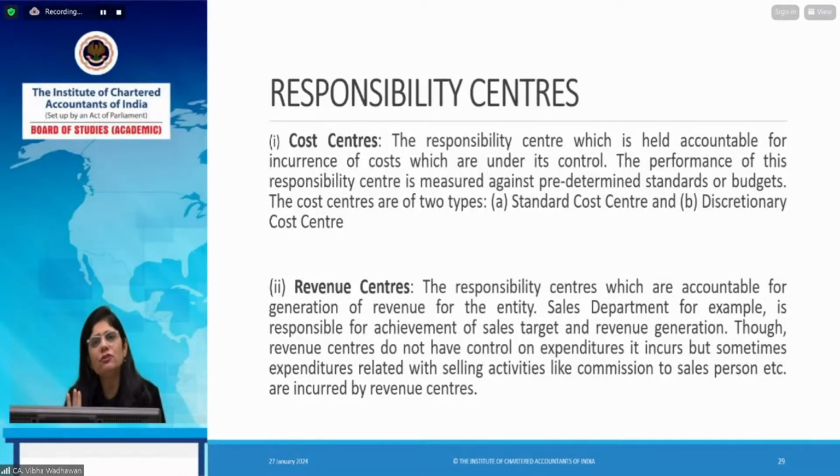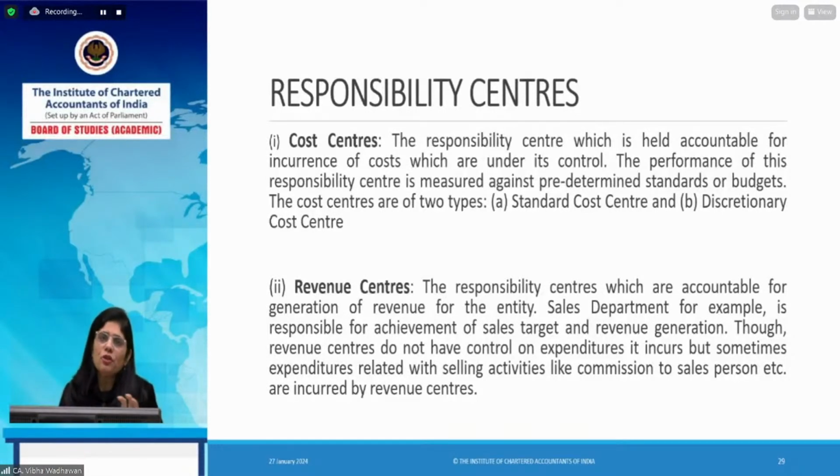1 unit should be produced out of 10 kgs. Discretionary cost center: advertising is the best example of a discretionary cost center. Advertising सिर्फ cost होता है advertising में. But let us say you have incurred 1 lakh of advertisement expenditure. But उससे आपको कैसे पता चलेगा कितना sales हुआ है उस वजह से? So discretionary cost center means where input and output cannot be compared.